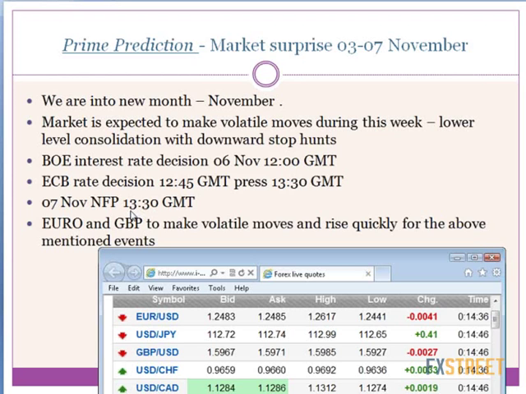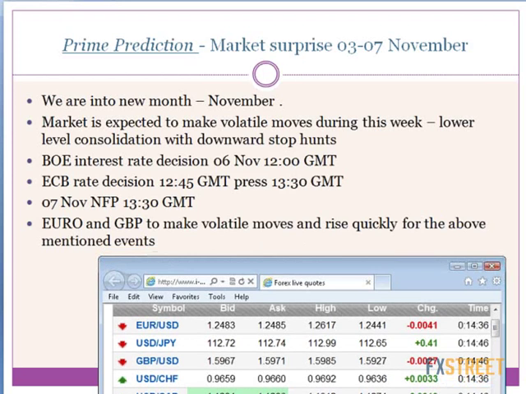So one hour before, the non-farm payroll will be released. Earlier, when it was 12:30 GMT, the non-farm payroll was released. Now it will be 13:30 GMT, the non-farm payroll will be released on the first Friday, and you'll come across the market going to bring a surprise. What is that? Euro and GBP to make volatile moves and rise quickly for the above mentioned events. For all these events, you'll come across Euro and GBP going to gain levels.